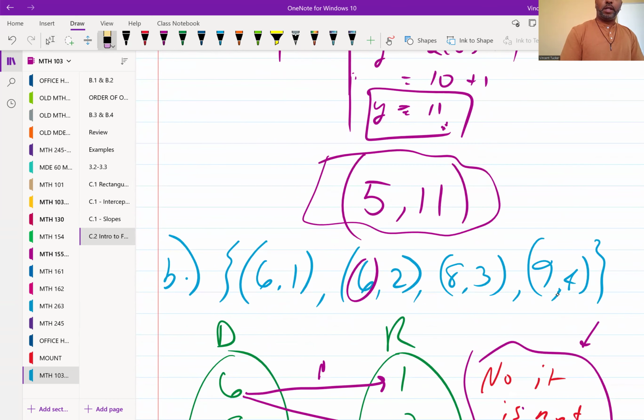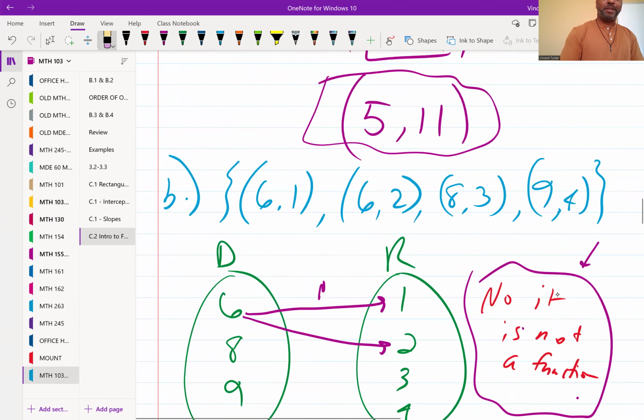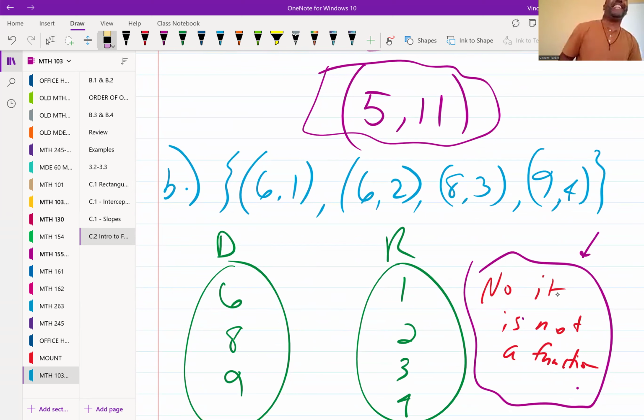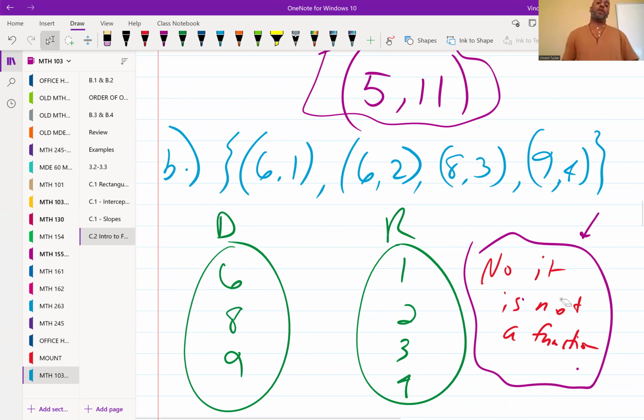So now let's look at this next one. Like your classmate said, but you try to jump notes. Nah. Well, okay, so let's look at the ordered pairs (6, 1), (6, 2), (8, 3), (9, 4). All right. So create the same type of mapping. You have your domain, you have your range. Your domain values are 6, 8, and 9. Your range is 1, 2, 3, 4.